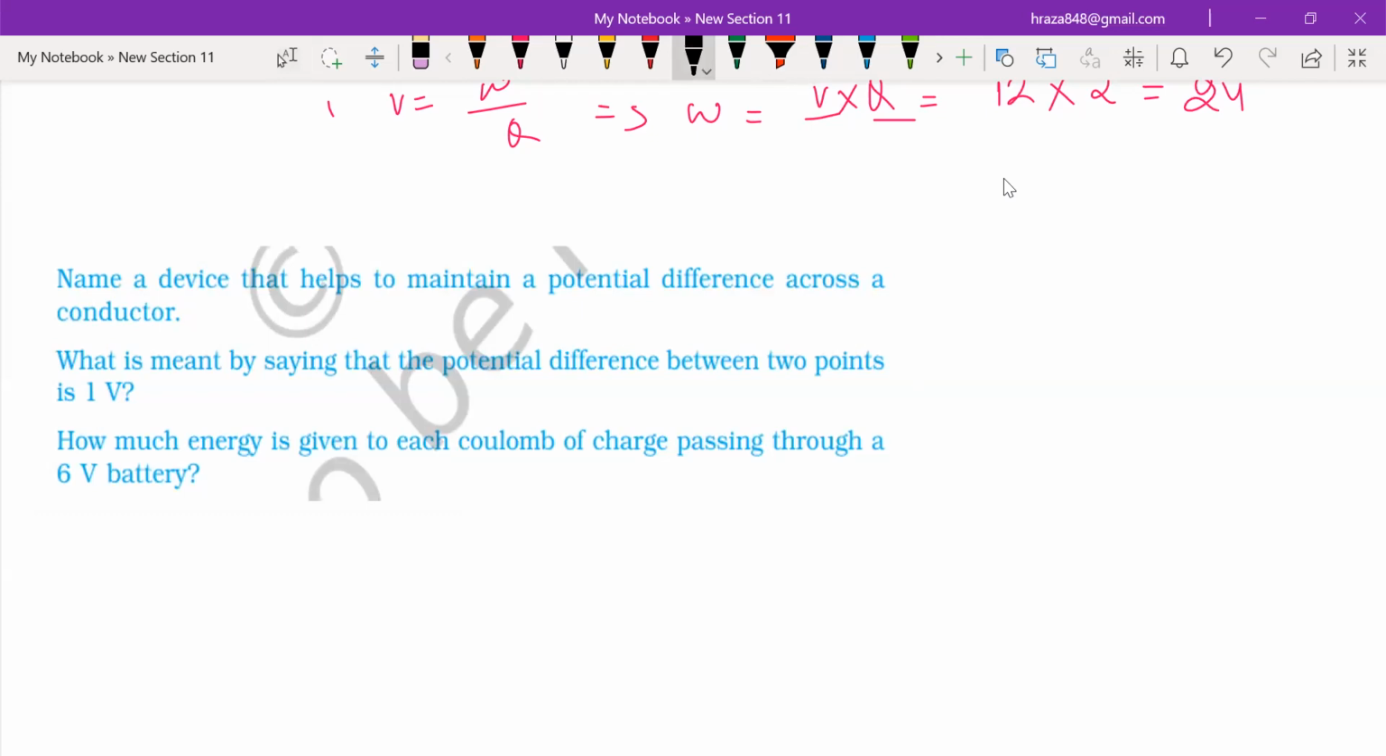So the third one: how much energy is given to each coulomb of charge passing? Energy and work are interrelated. Do you know the unit of energy is also joule? If you have 10 joule of energy, you can use that energy to do work of 10 joule, right? And let's say if you have 100 joule energy, you can do work up to 100 joule. So basically, the energy that you calculate is the same as work.